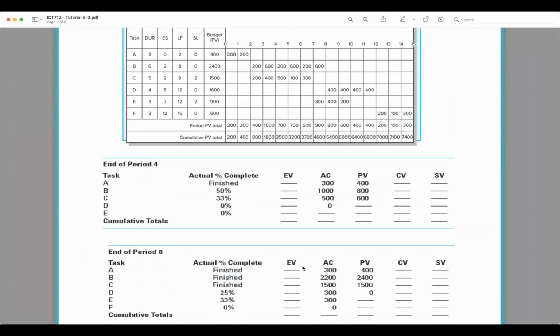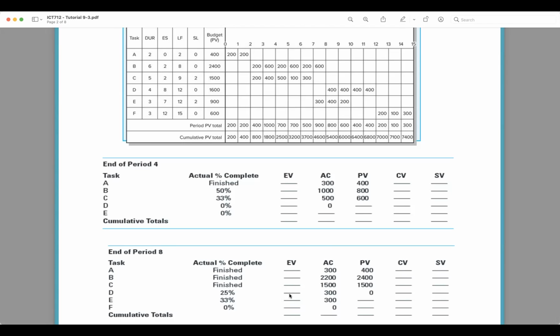Okay. The next one is I finished A. So what would I put here? 400. Okay, great. I finished B. What do I put here? 2400. I finished C. What do I put here? 1500. I finished 25% of D.